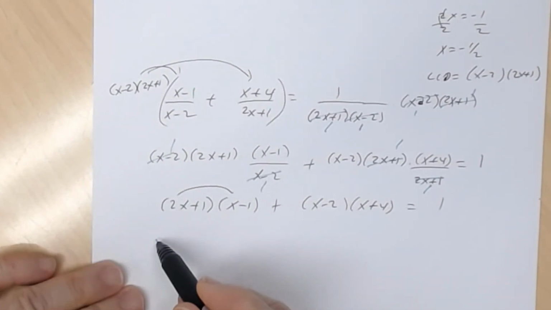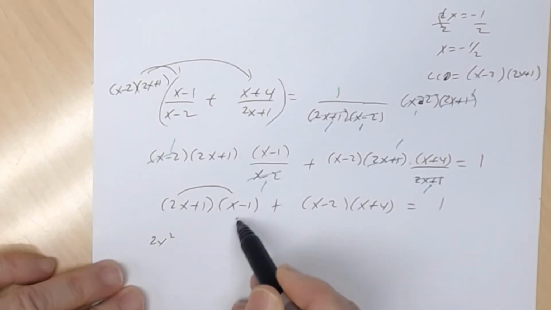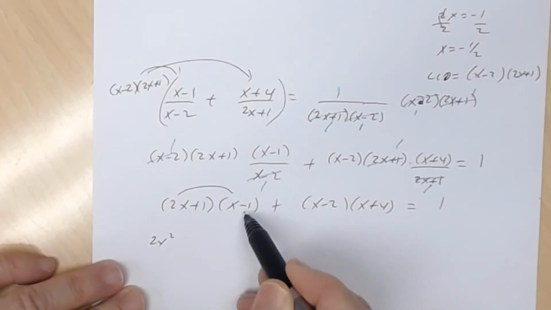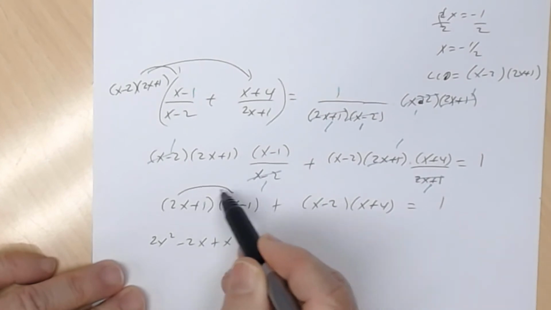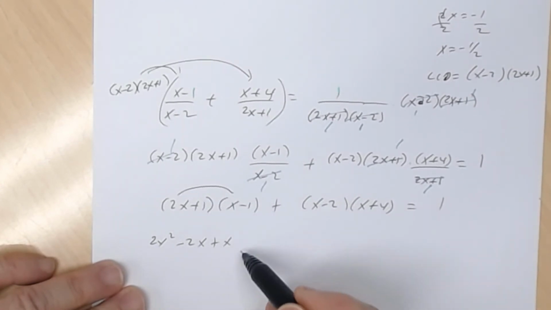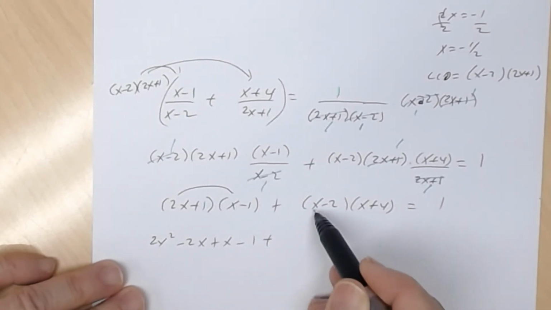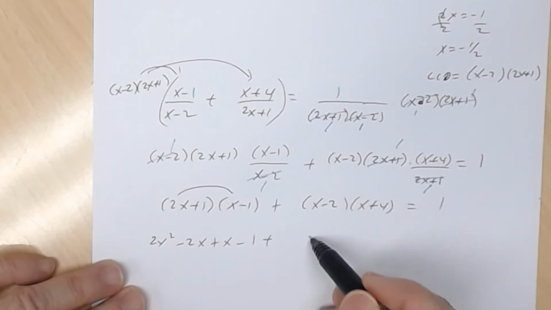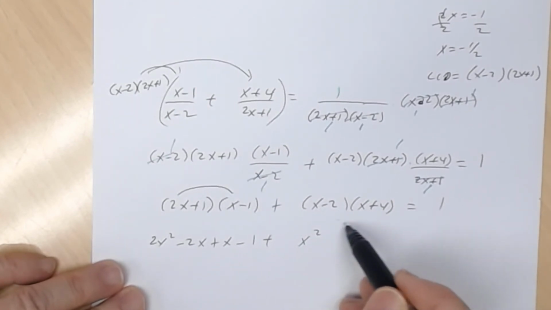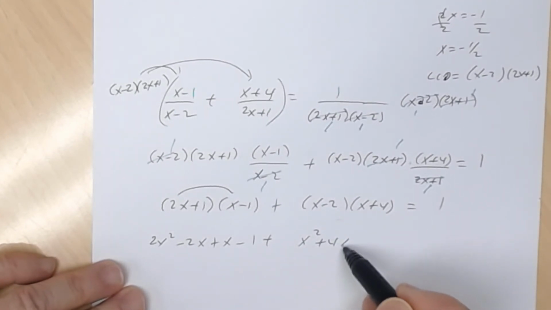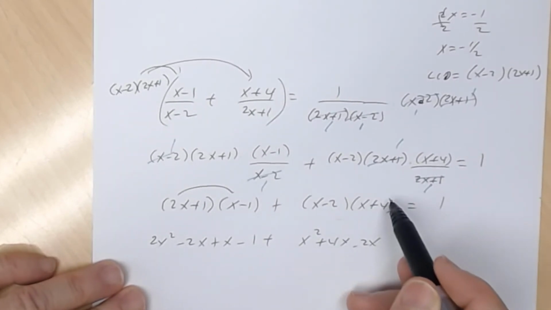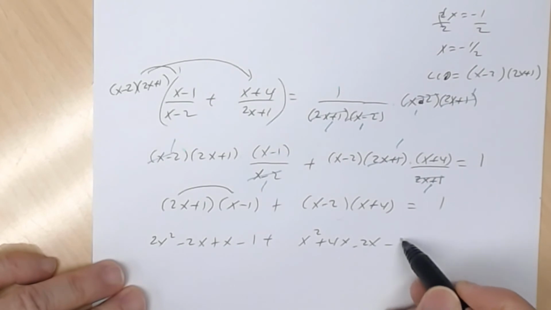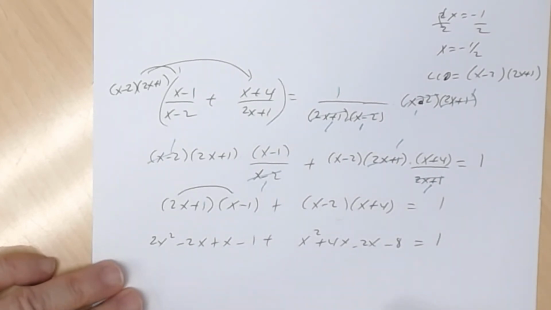2x times x is 2x squared. The outer is a negative 2x. 2x times a negative 1 is a negative 2x. The inner is a positive x. And the last is a positive 1 times negative 1 is a negative 1. Plus, over here, x times x is x squared. The outer is 4x. The inner is a negative 2x. And the last, a negative 2 times 4, is a negative 8, equal 1.